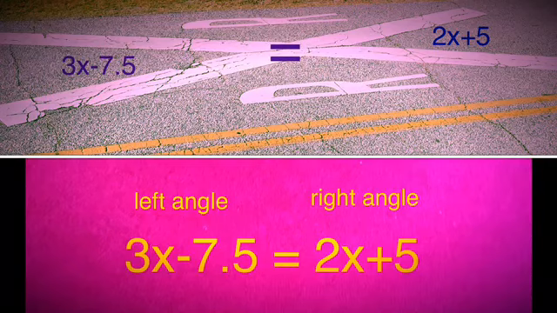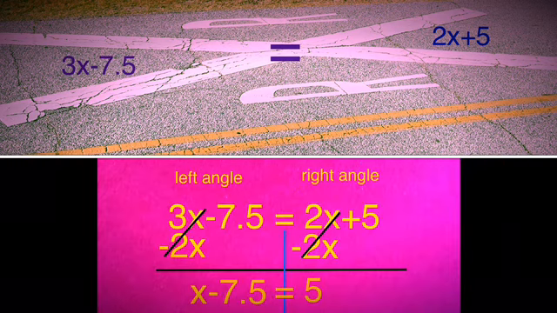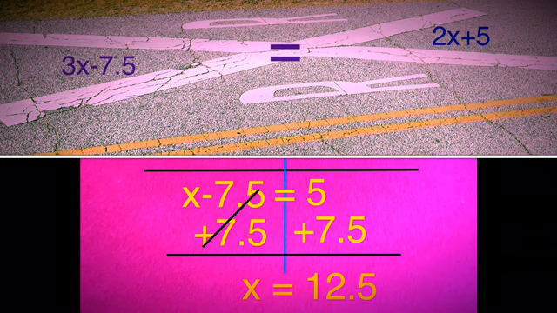So write an equation that shows the two expressions are equal to each other. Next, move the variable to one side. I have chosen to subtract 2x from both sides of the equation. Now we're going to add 7.5 to both sides of the equation and isolate the variable. We now know that x equals 12.5.